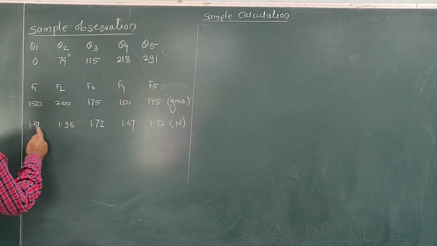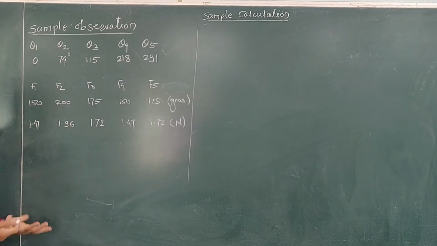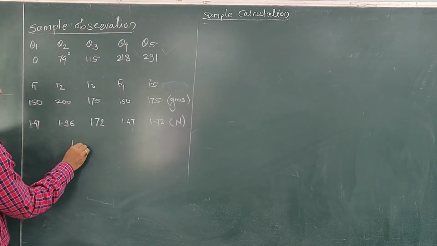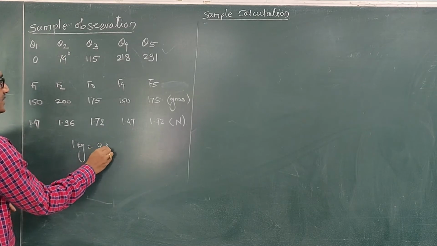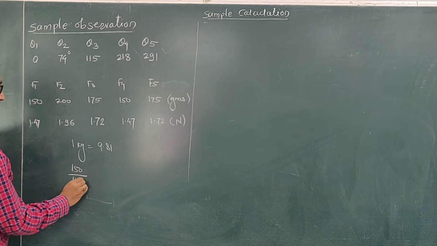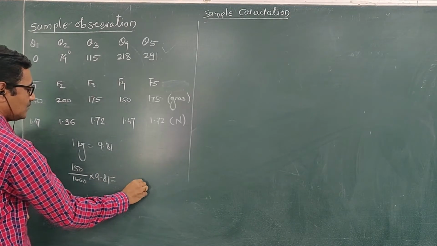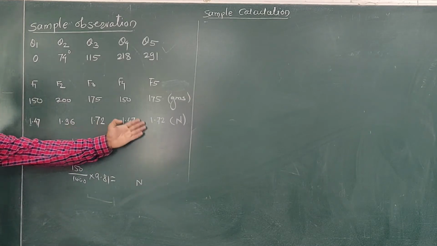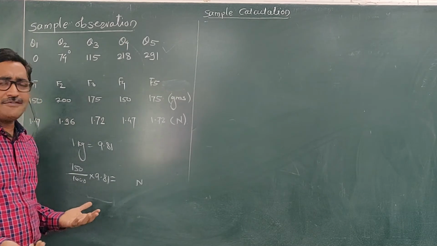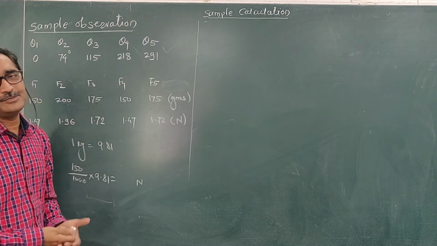Now these forces are converted into Newton also. How to convert the forces into Newton? We know that 1 kg equals 9.81 Newton. So 150 gram divided by 1000 times 9.81 gives you the force in Newton. In this way we can convert it into Newton. Or even if you keep it in grams, it doesn't make any difference, because anyhow we have to verify the law of polygonal forces. It doesn't matter whether it is in gram or Newton.